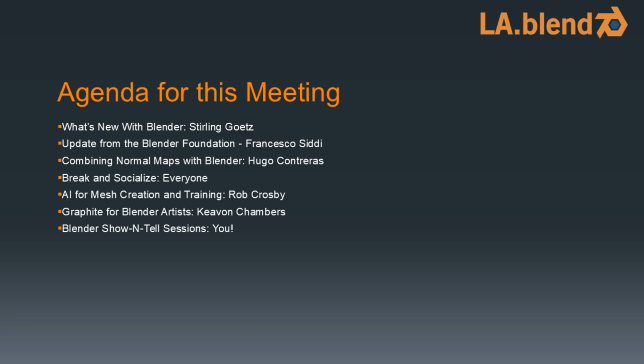After the break, we'll have Rob Crosby presenting on using some AI-based tools for mesh creation in Blender, and also using Blender for AI training. And then we're lucky enough to have Keavon Chambers coming in remote. He's based in Northern California. I met Keavon at the LA.Blend conference. His team produces an open source package called Graphite, and he's going to be showing how to use that and how it compares to what Blender does, and how to use it as another open source tool in the toolbox. And then my favorite part of the session, which is show and tell from you.